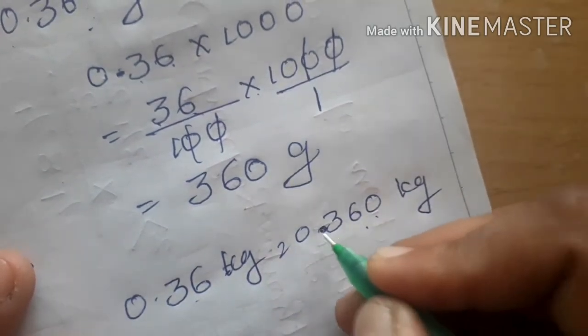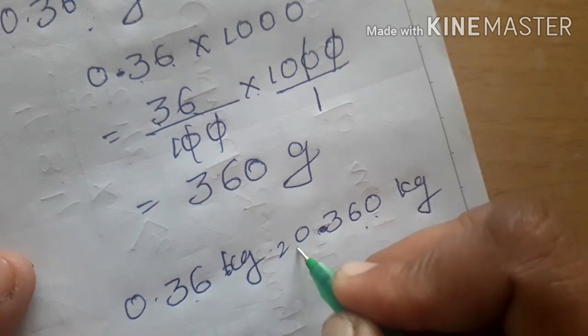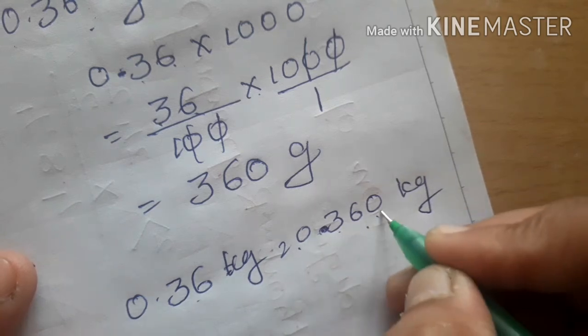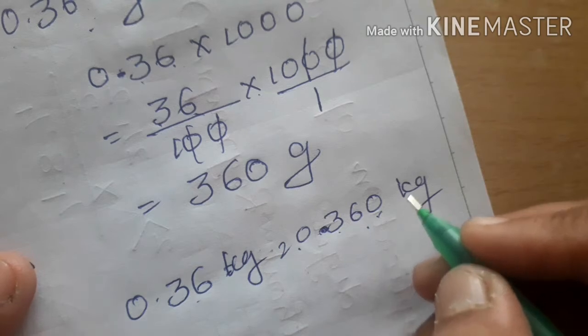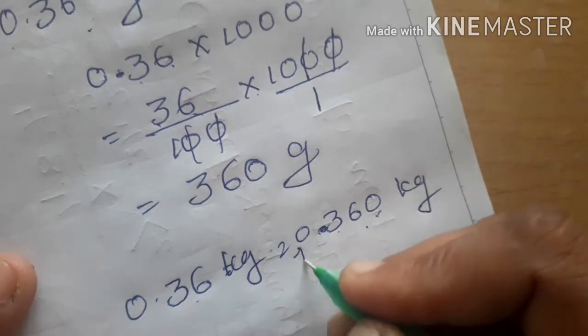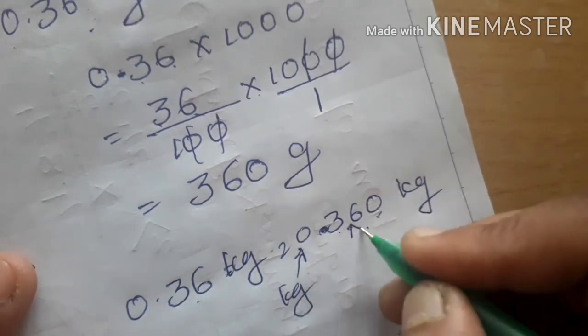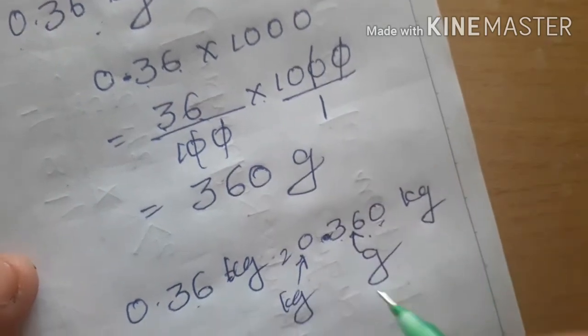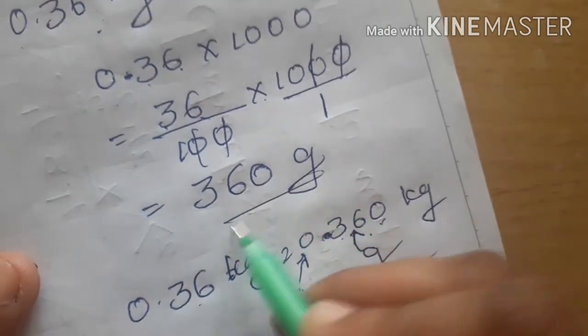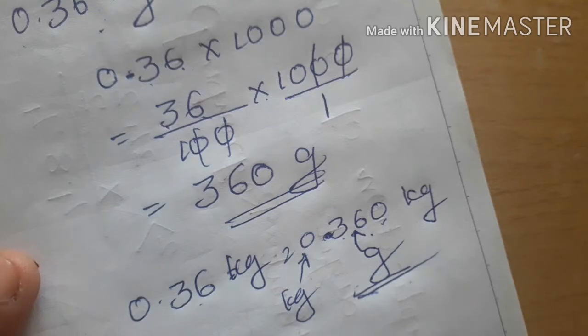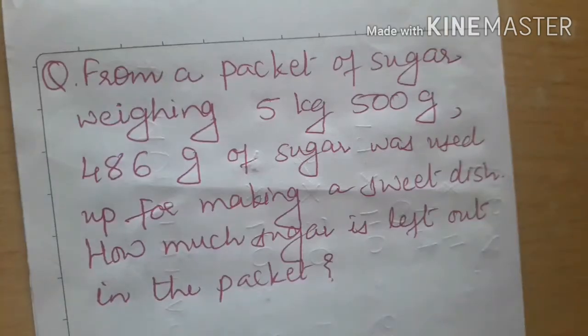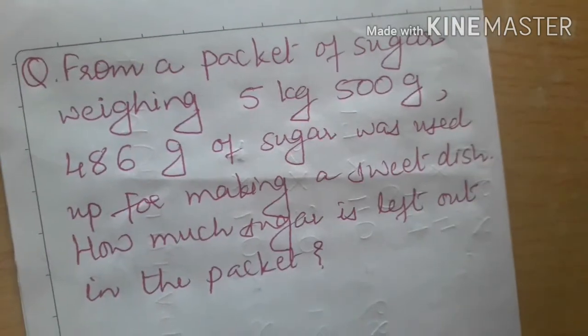And as you know, before the decimal point, we write the bigger unit, and after the decimal point, the smaller unit. So what does it mean? This is kilogram and this much is grams. Okay, and here the same number we have written. See here. Okay. Now let us see application questions.